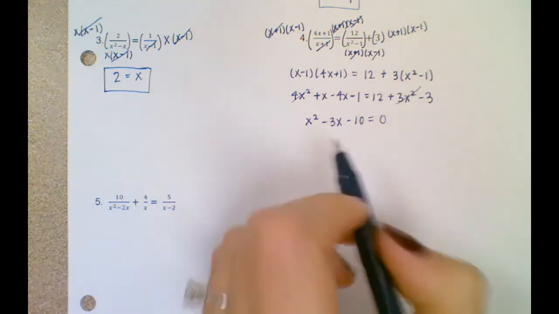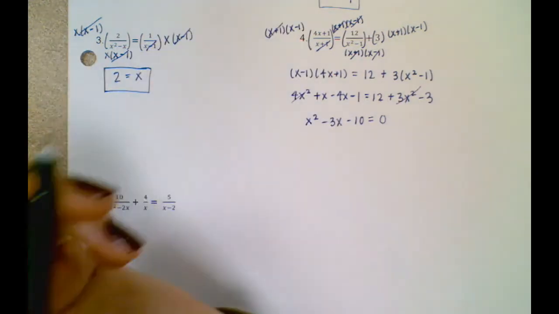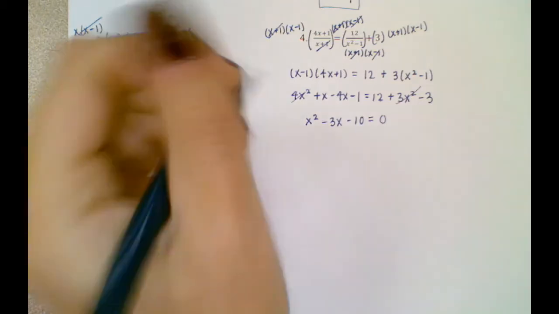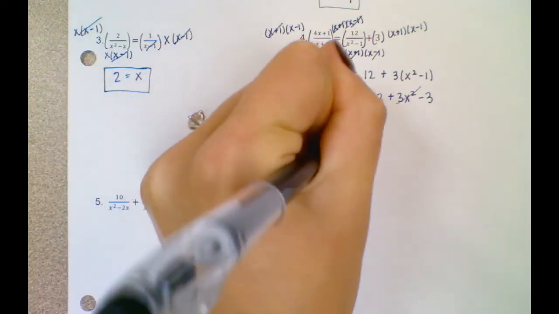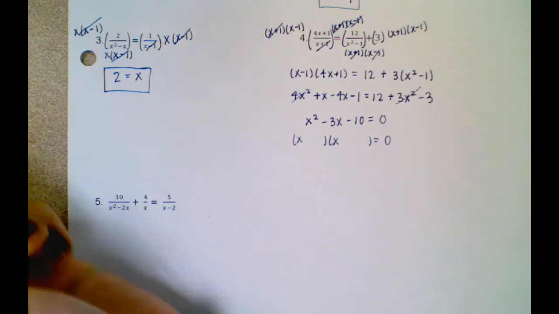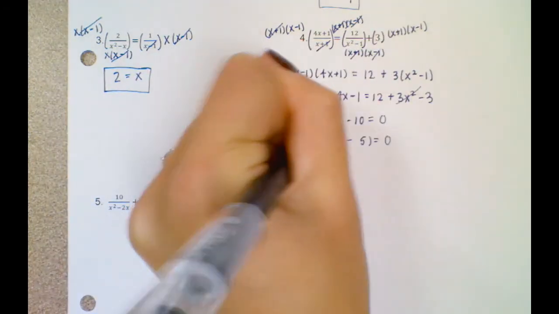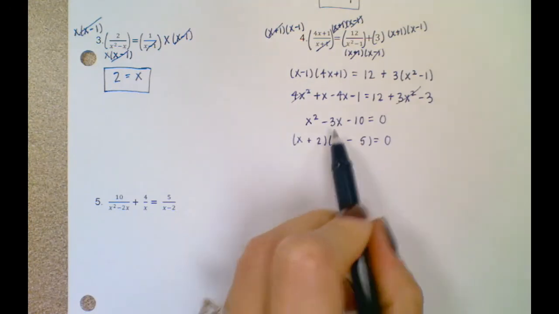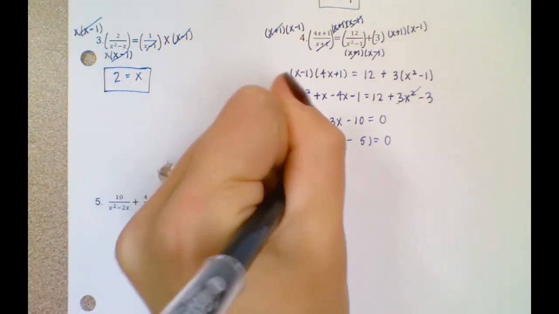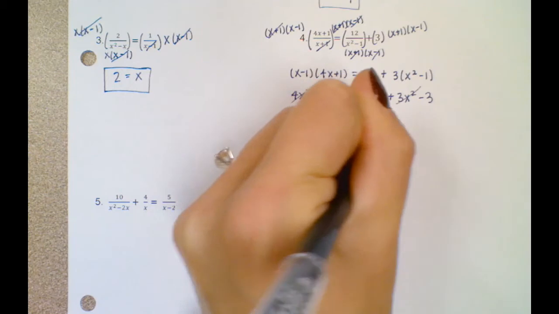All right, now let's see if we can factor this. Remember, if you can't factor this, we're going to use the quadratic formula. Okay, so I have x times x. Let's see, 5 and 2. Negative 5 plus 2. Negative 10, negative 5 plus 2 is negative 3. Yay! So x equals negative 2 and x equals 5.